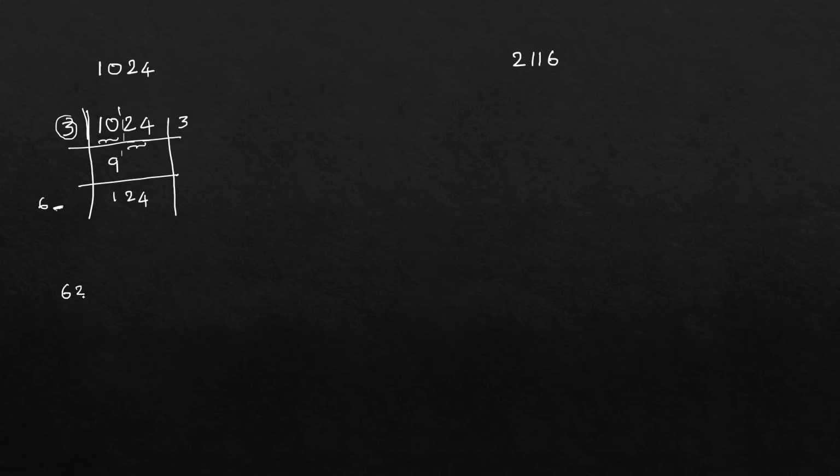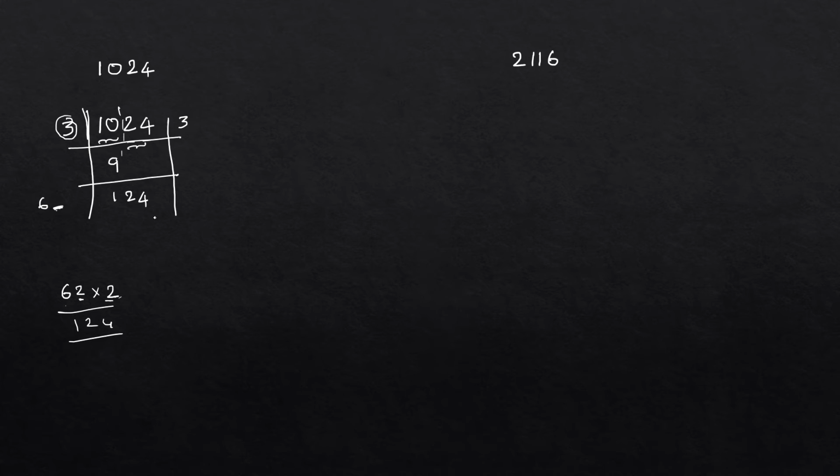Here I am putting 2. That means I should multiply with 2 itself. Whenever I am putting 2 here, I should multiply with the same number, the same digit. Now multiply. 2 2s are 4. 2 6s are 12.